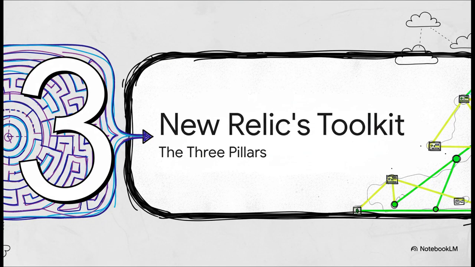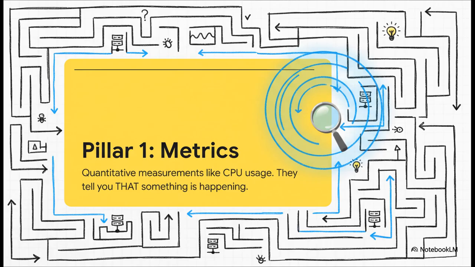Now, to build a map that's actually useful, you need to collect the right kinds of data. In this world of observability, it all boils down to three core pillars. And these three pillars really are the foundation of New Relic's entire toolkit. So pillar number one is metrics. These are the numbers, your CPU usage, your response times, your error rates. Just think of these as the big, high-level alerts on your map. They're the things that tell you that something is wrong, kind of like a traffic jam ahead warning.